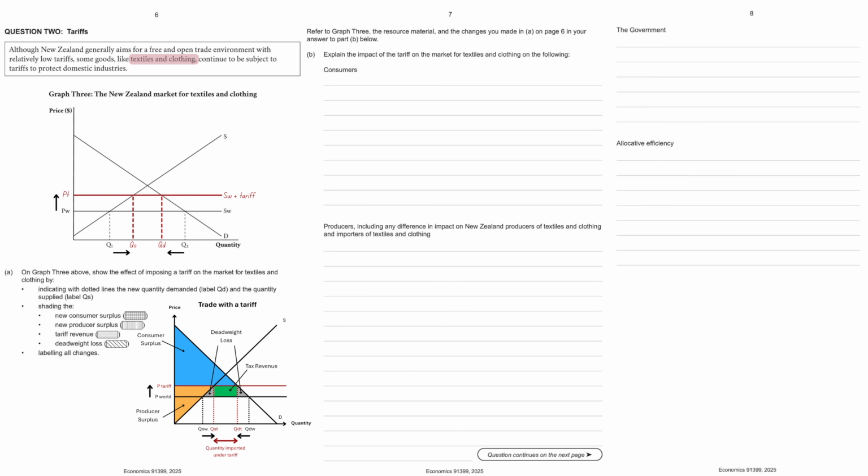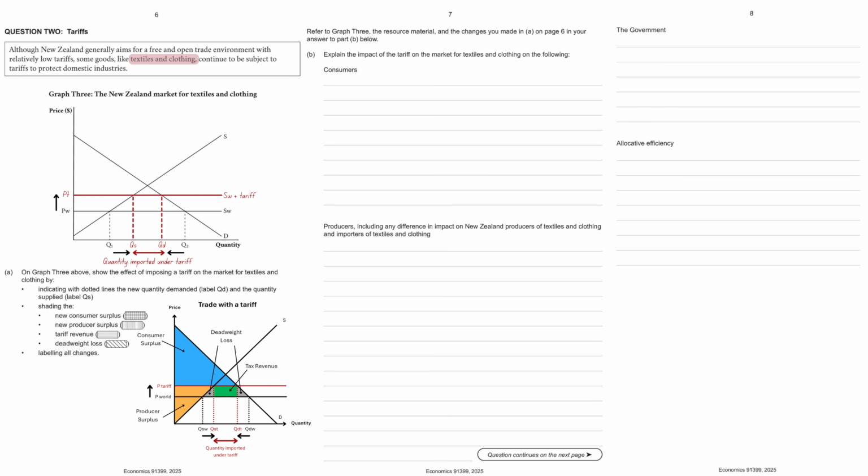So therefore, quantity supplied would increase. So it's increasing here from Q1 to QS. So now you can see that people want more than there is available. QD is more than QS. So if people want more than there is available in New Zealand, then they're going to buy it from overseas. So the distance between QD and QS is going to be the quantity that gets imported under the tariff.